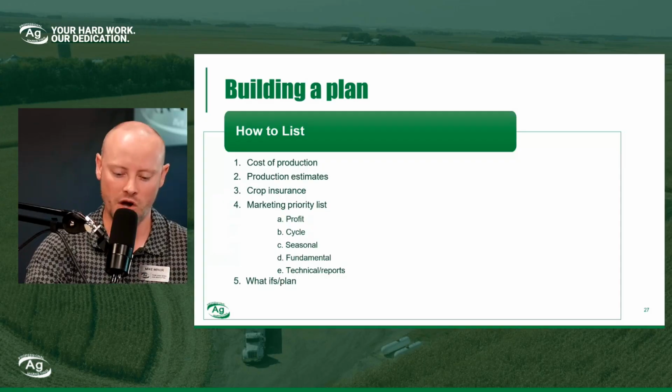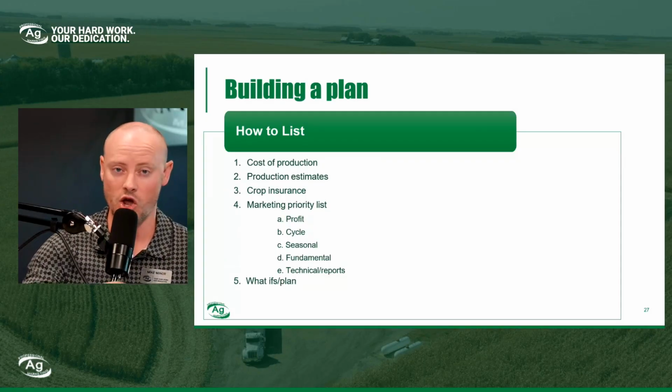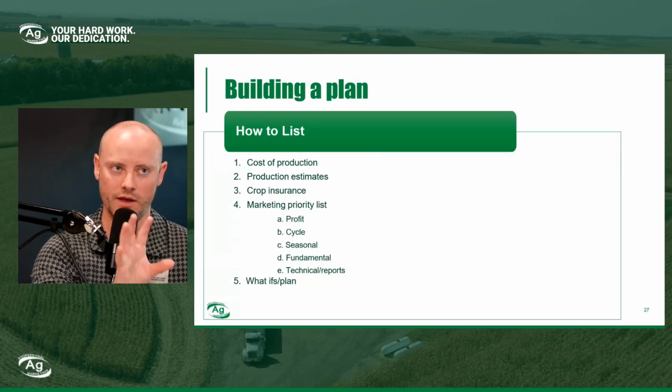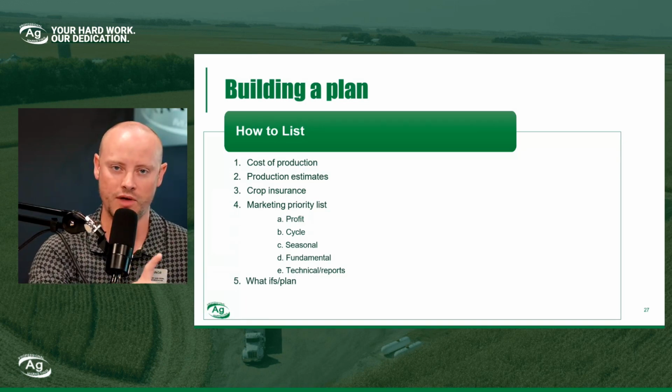And then marketing priority list under that. This is a little bit more of where it's an art, I would say. I probably look at this very differently from the next guy. But in my opinion, this is what professional ag marketing does best and how we can help separate ourselves from other companies, and that's marketing priority list.